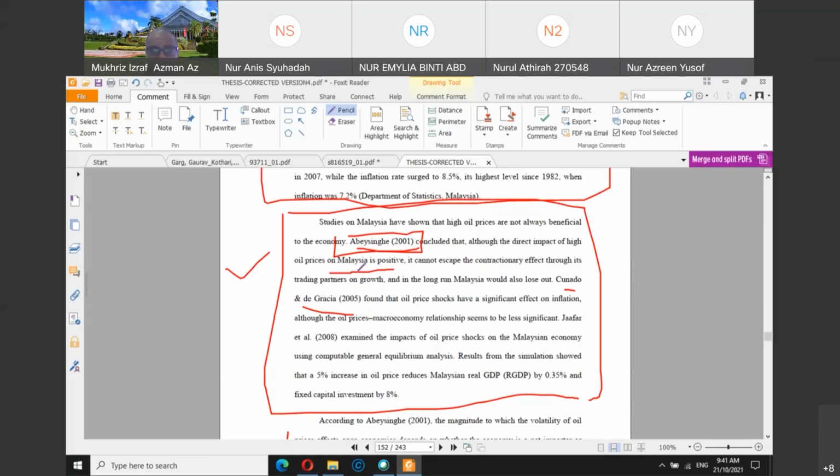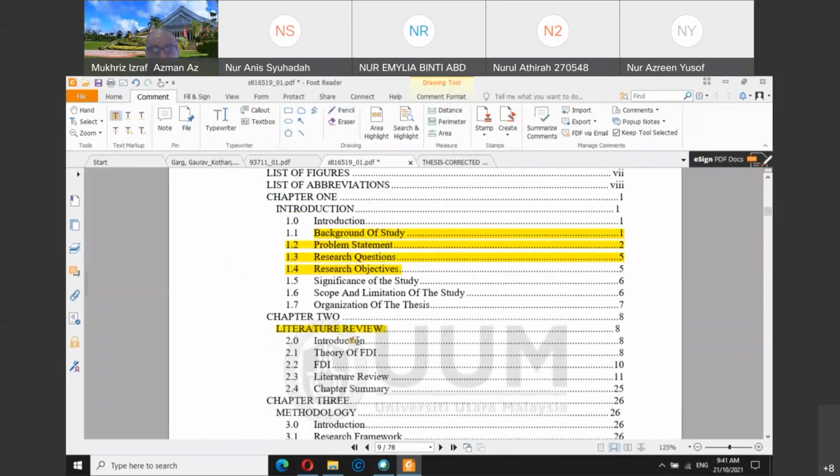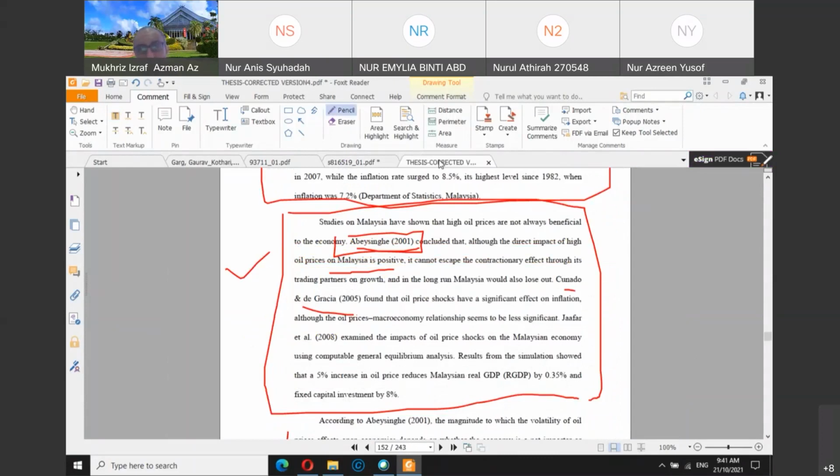People have done it before, but on a slightly different angle or different time frame, a different period. But the main purpose is that when you cite this paper, you are just providing more evidence about the issue. The literature review is where you discuss those papers again, but in more detail. So that is one thing that you need to bear in mind.